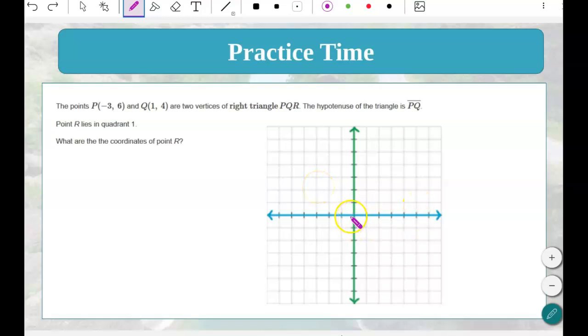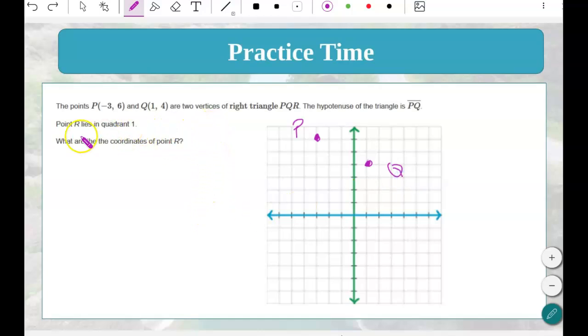-3, 6. Start at the origin, go 3 to the left, and then up 6. It's right here, and I'm going to label that P. And Q is 1, 4, so we start at the origin, go over 1, and then go up 4. And this is Q.